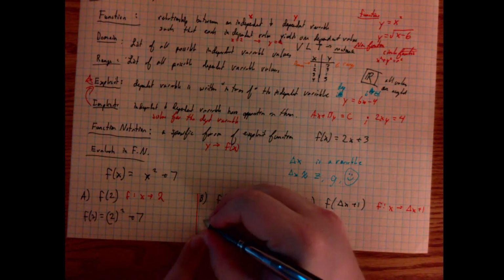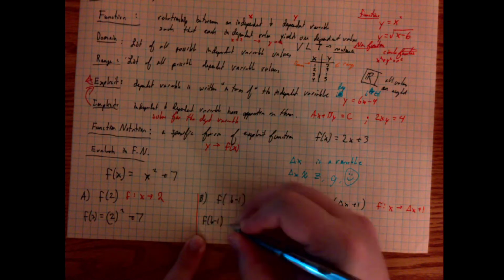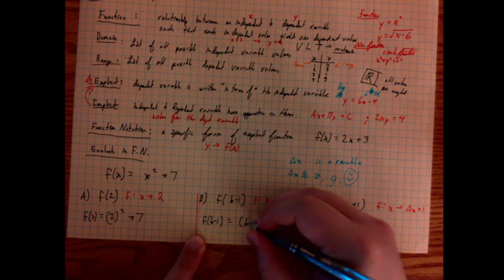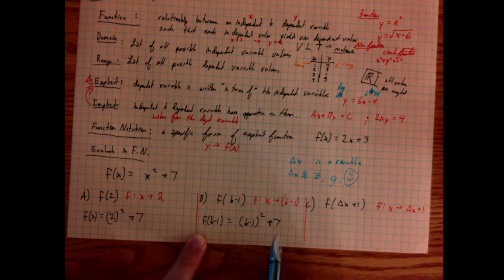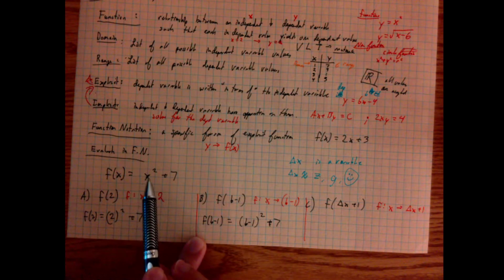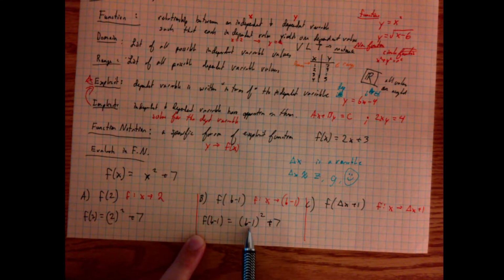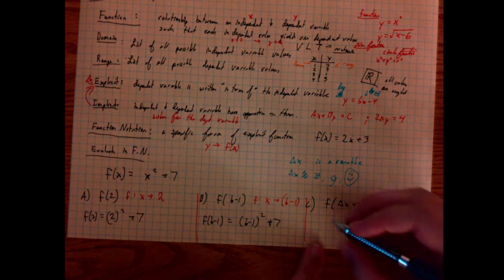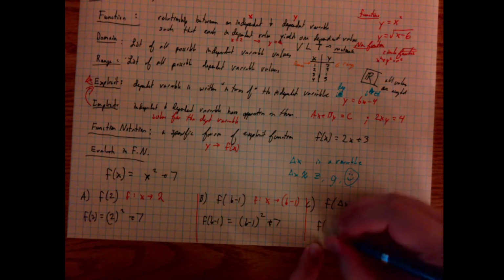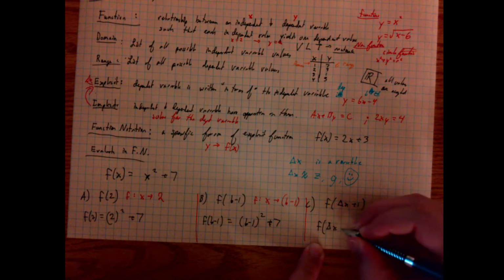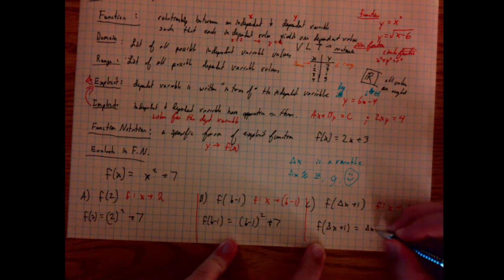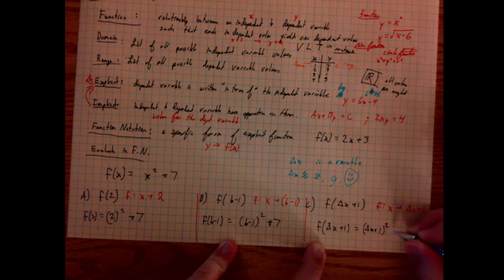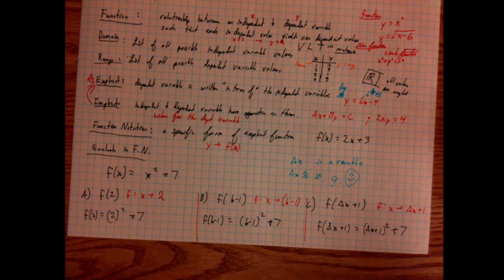F of b minus 1 is equivalent to b minus 1 squared plus 7. Everywhere there used to be an x, I replace with b minus 1. So everywhere there used to be an x, I have written now b minus 1. And over here, everywhere there used to be an x, I replace with delta x plus 1. So delta x plus 1 squared plus 7.